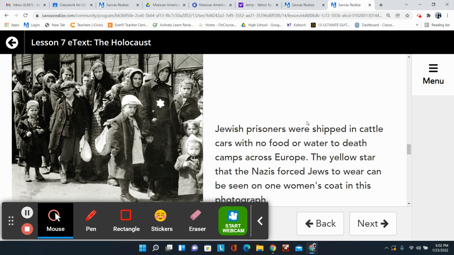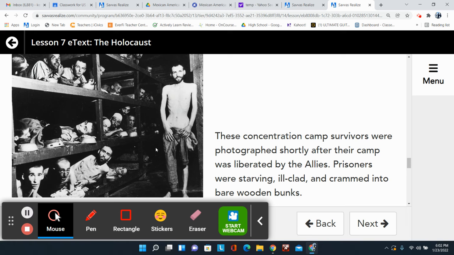And here is a picture of Jewish prisoners shipped in cattle cars with no food or water to death camps across Europe. The yellow star that the Nazis forced Jews to wear can be seen on one woman's coat in this photograph. These concentration camp survivors were photographed shortly after their camp was liberated by the Allies. Prisoners were starving, ill-clad, and crammed into bare wooden bunks.